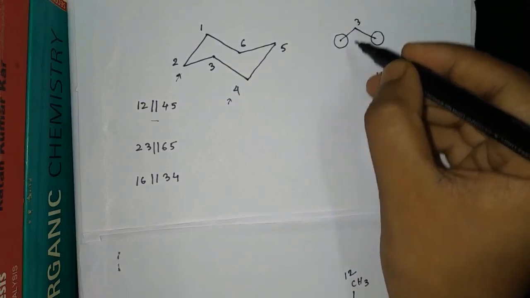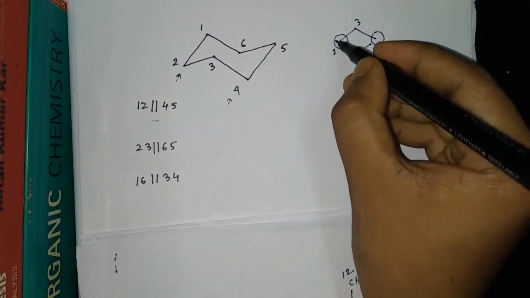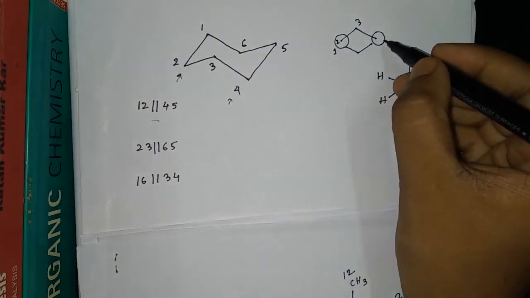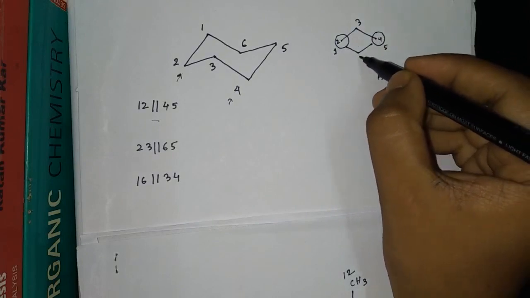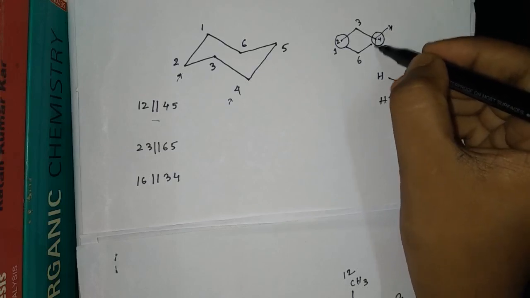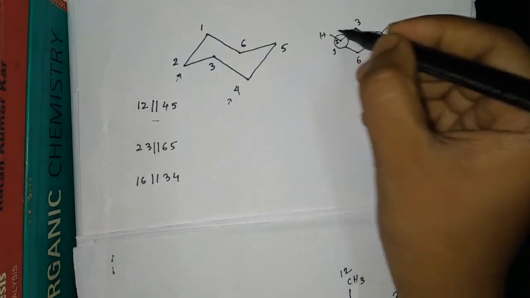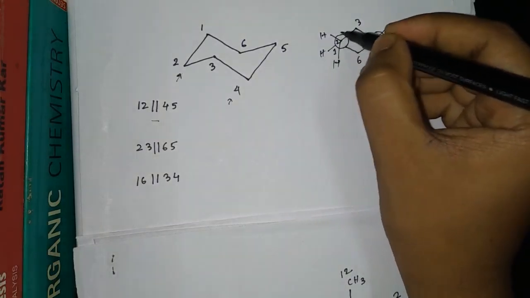So it will look like this. This is the 1, this is the 2, this is the 4, the dot, and this round shape is the 5. This is the 6, and the others are the hydrogens. Here the hydrogens are there, and here also the hydrogens are there. So these are the hydrogens.